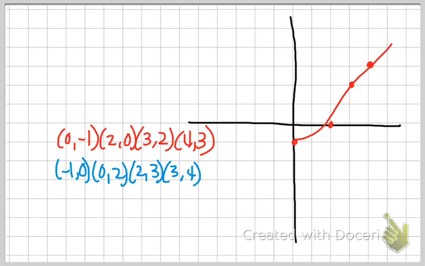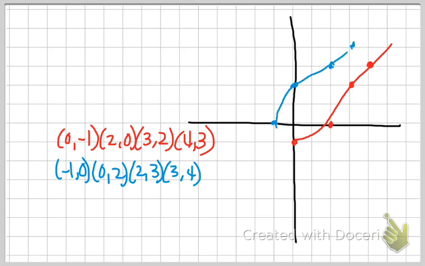My other ones are (negative 1, 0), (0, 2), (2, 3), and (3, 4).